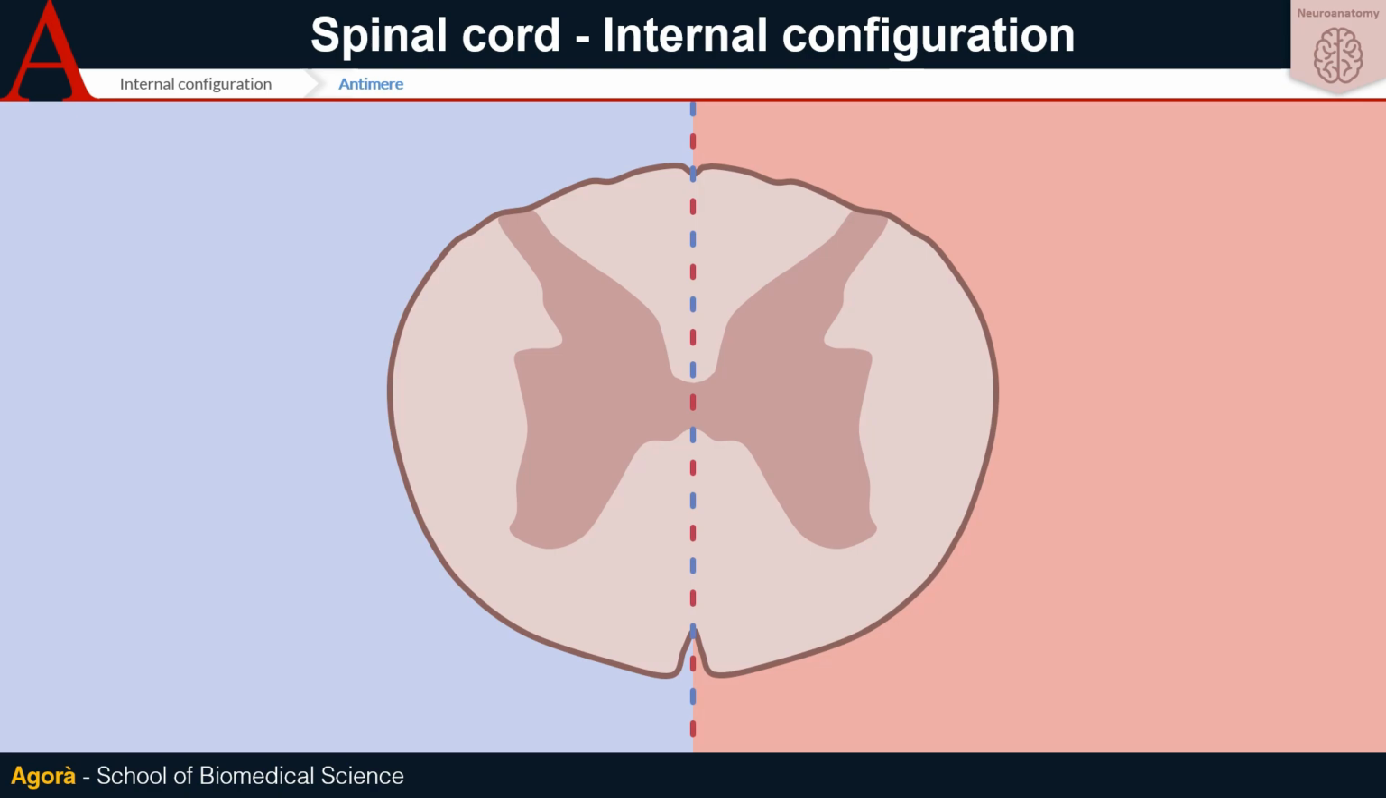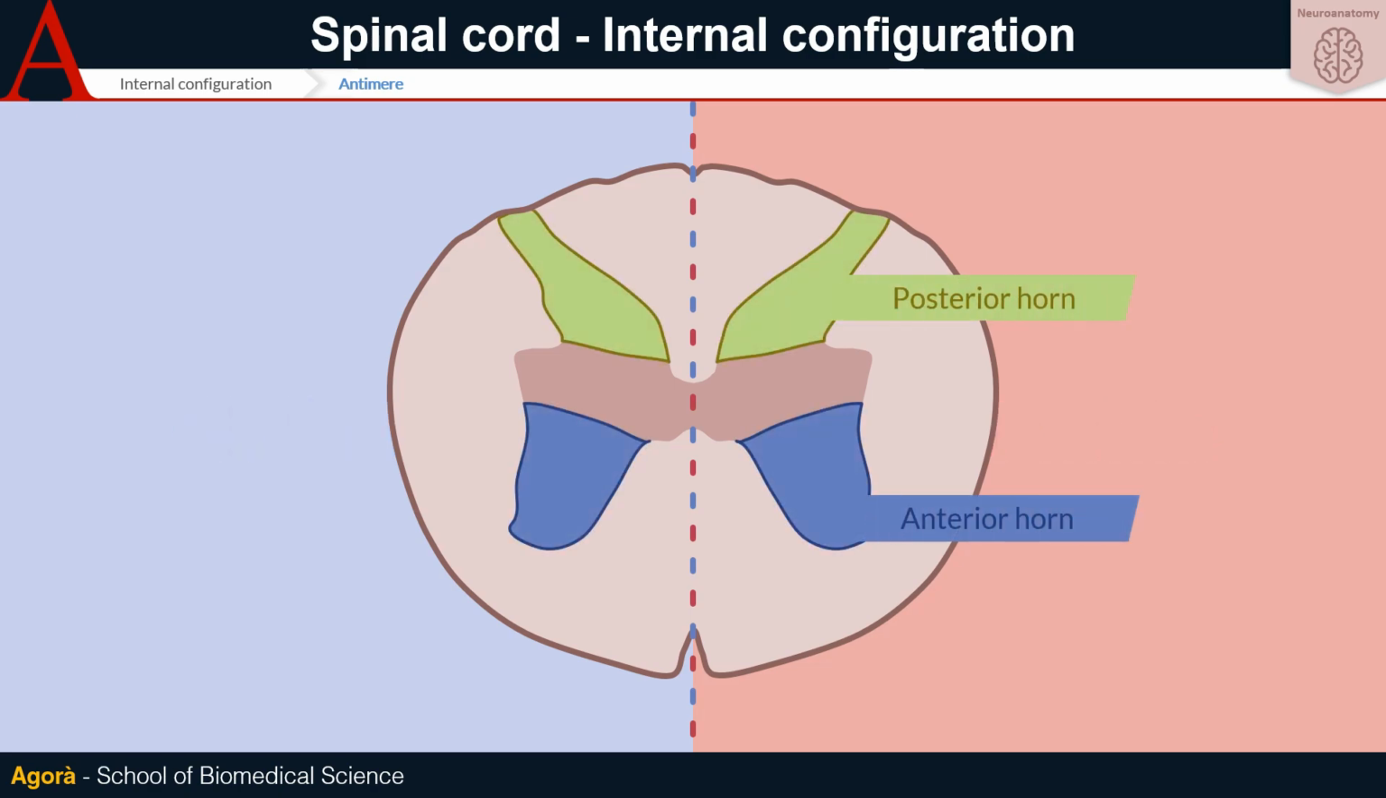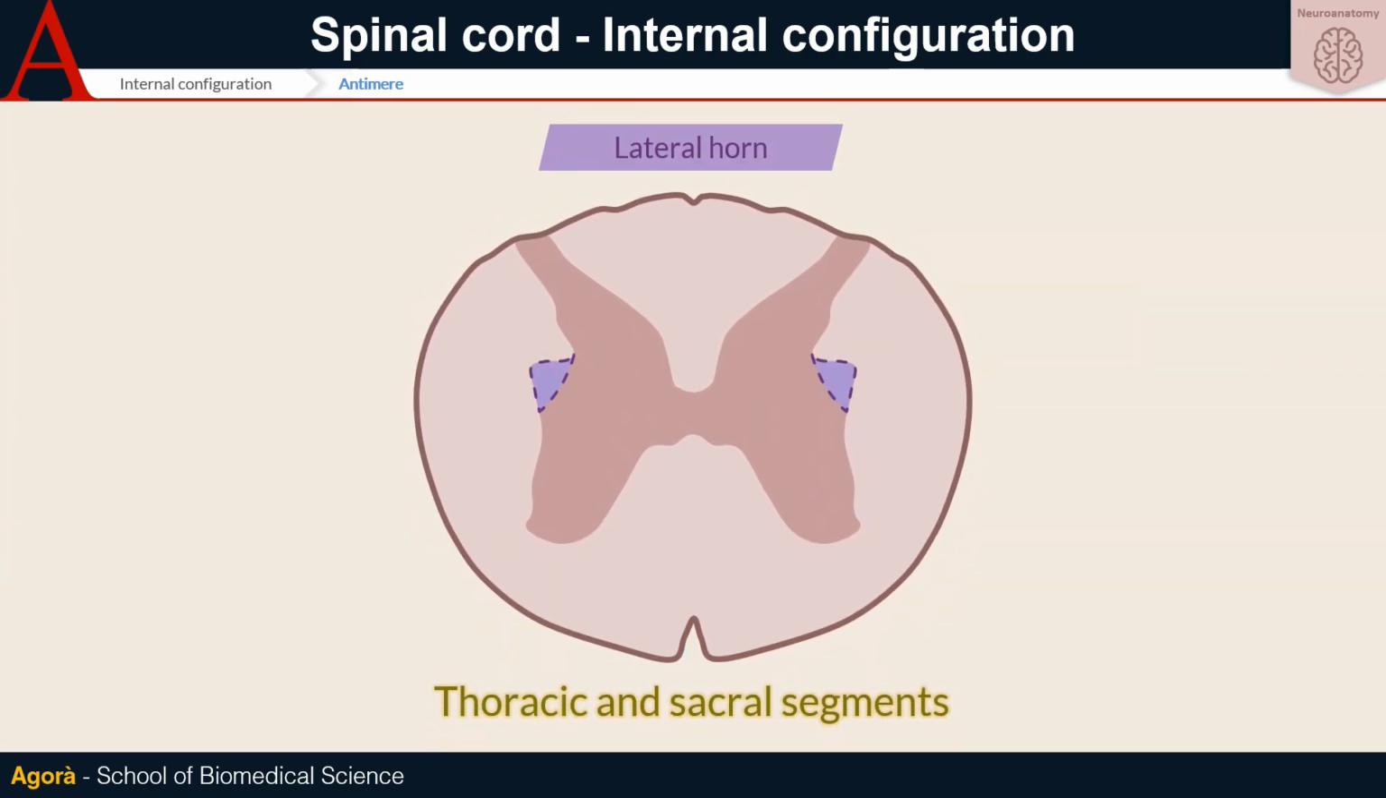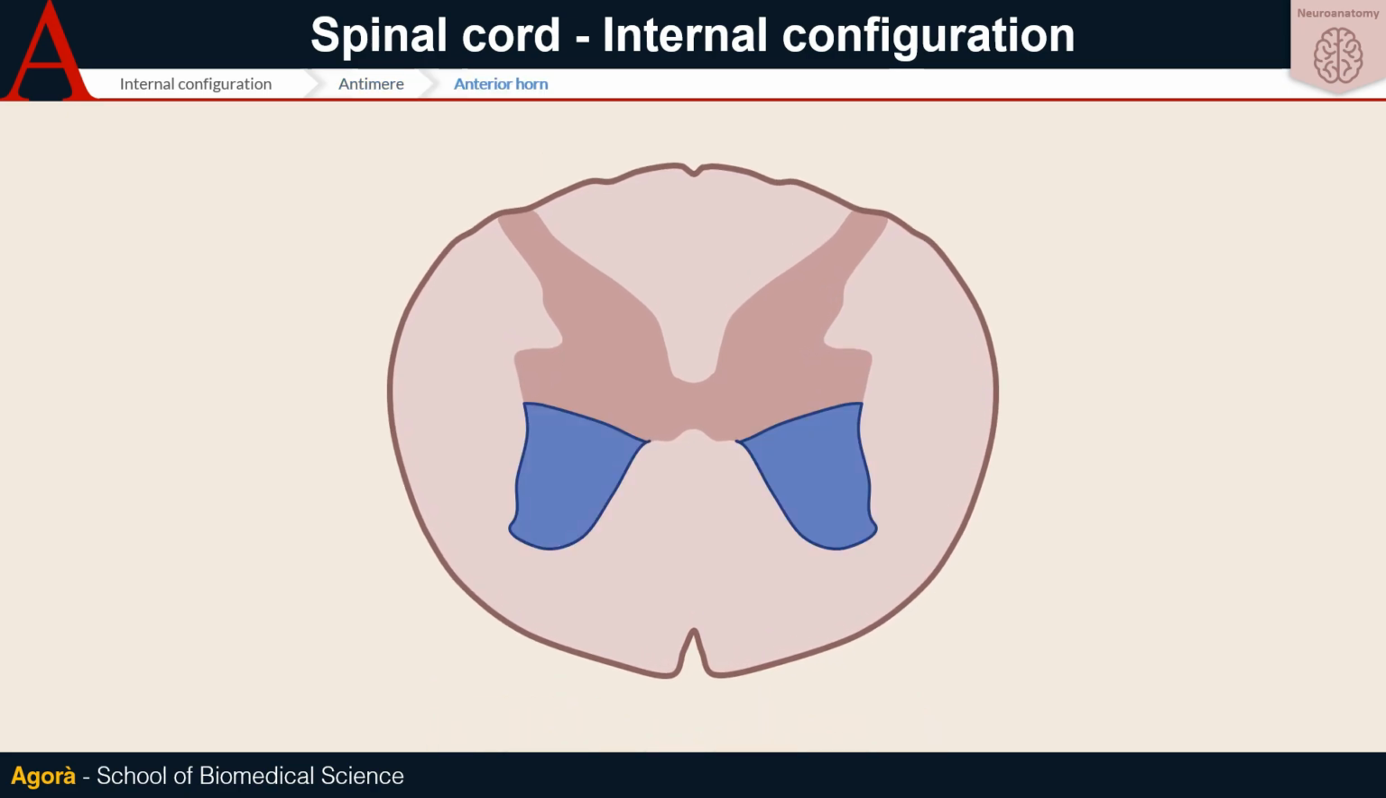It is composed of two halves, clearly visible by drawing a line between the anterior median fissure and the posterior median sulcus. Each half is called antimere and has a particular arrangement in the grey matter, which forms two horns, one anteriorly and one posteriorly. At the thoracic and sacral segments, there is a lateral horn, which is placed between the two horns made of grey matter and the lateral column made of white matter.